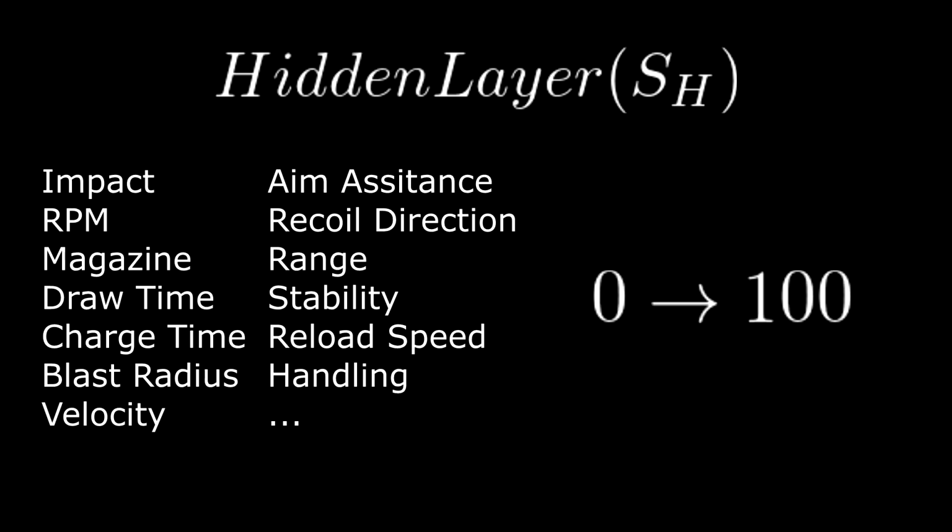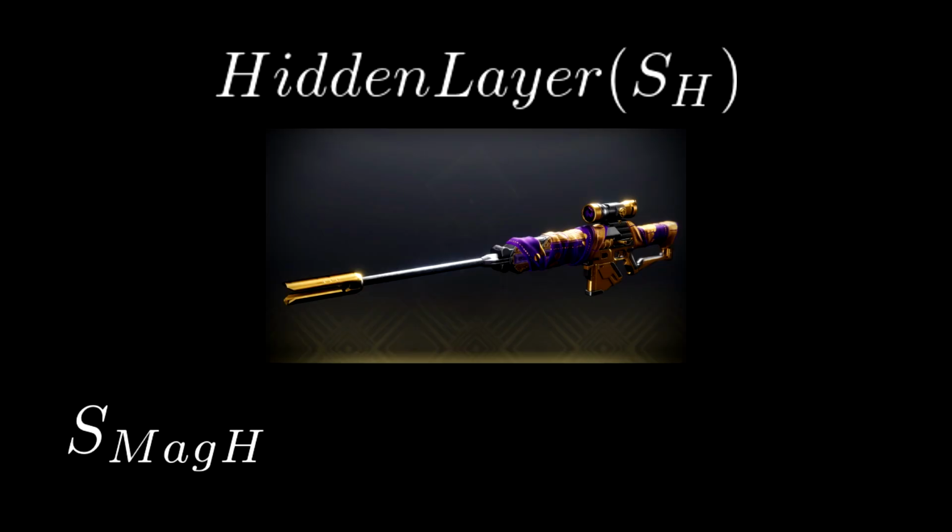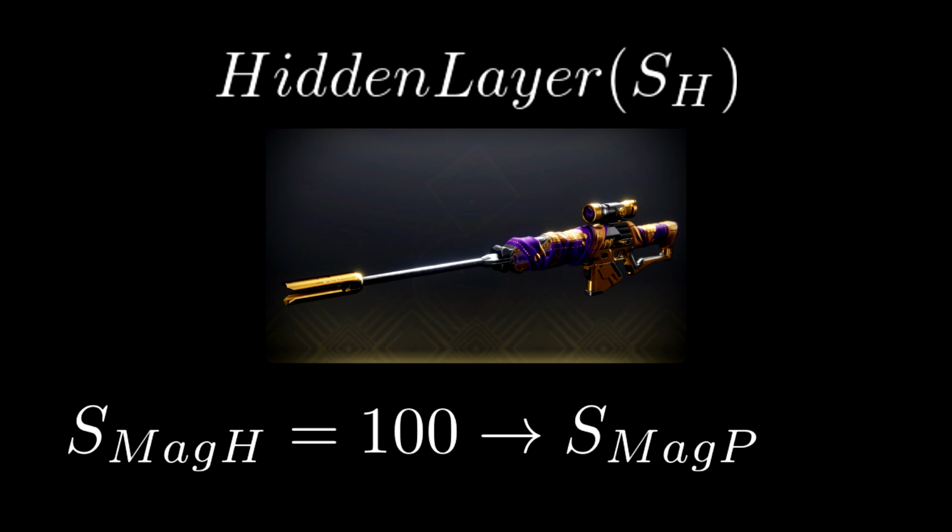The hidden layer for every stat is on a scale of 0 to 100. In the case of sniper rifles, a hidden layer magazine value of 100 correlates to a presentation layer magazine value of 7. Or in plain English, sniper rifles cap out at 7 bullets in the chamber.